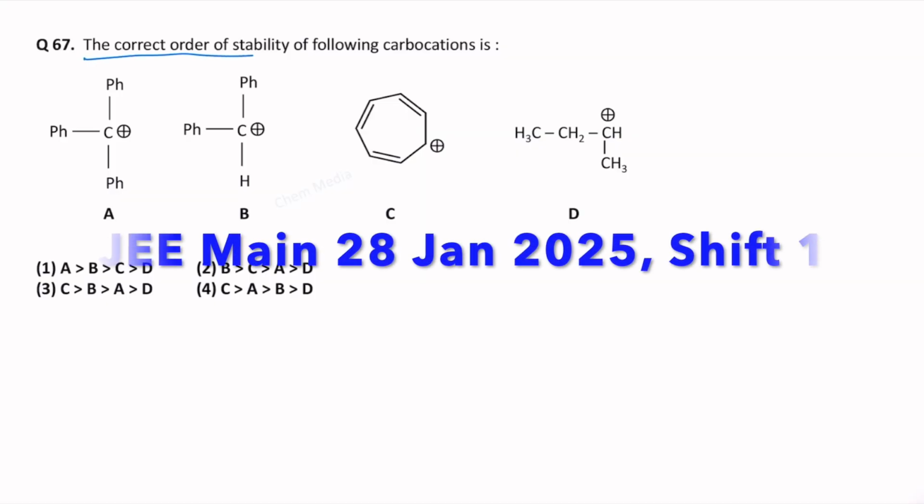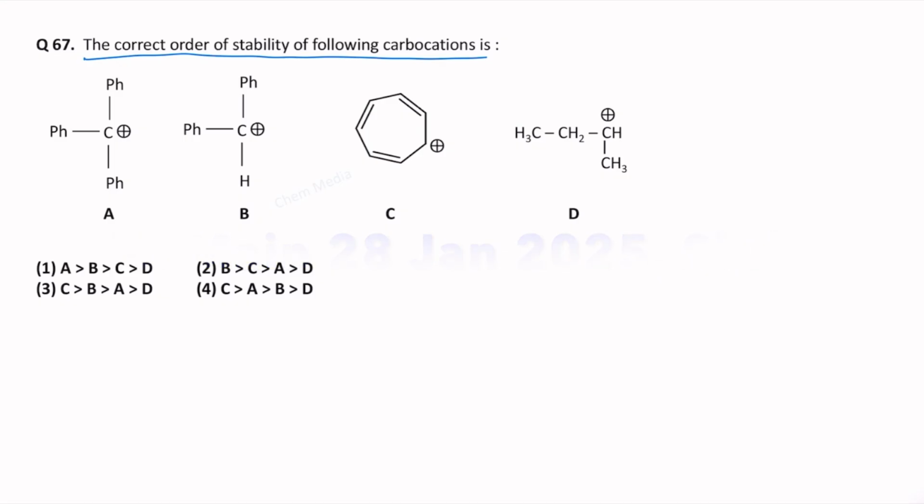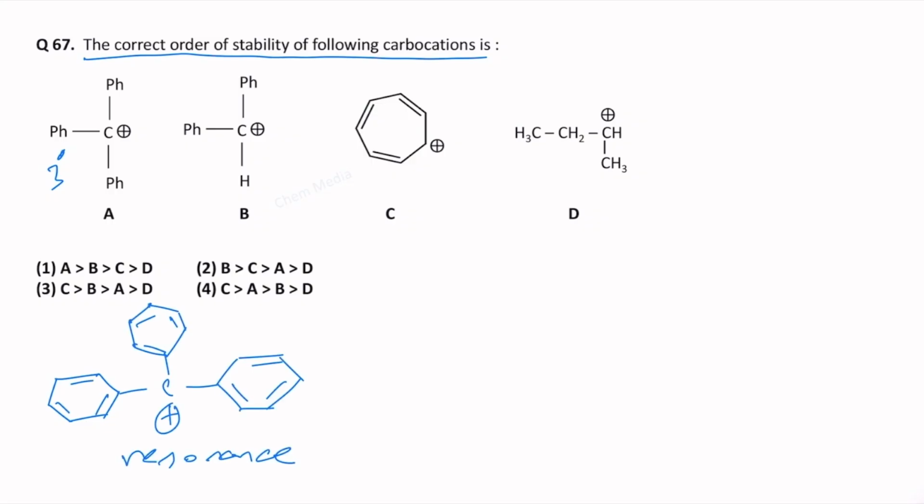What is the correct order of stability of the following carbocations? In A we have a tertiary carbocation with 3 phenyl rings, and therefore the charge stabilization will be more because of the resonance effect. Compared to B, A will be much more stable because we have 3 phenyl rings in A, and in B we have only 2 phenyl rings. So we have a secondary carbocation in B.